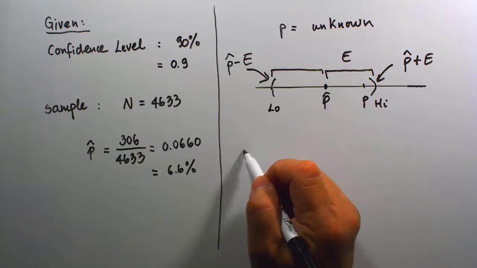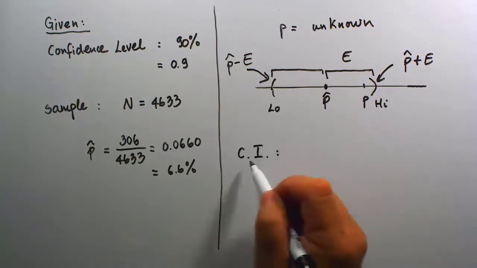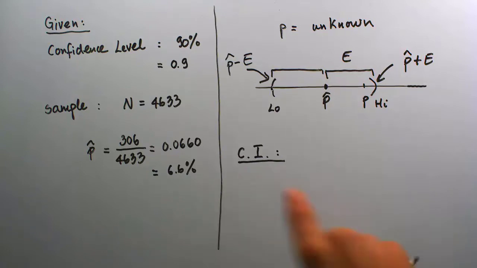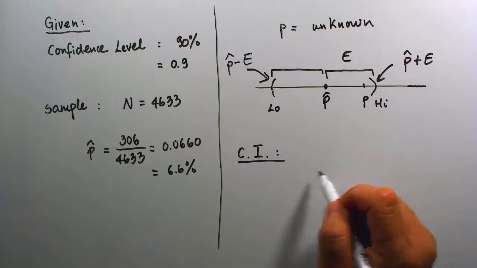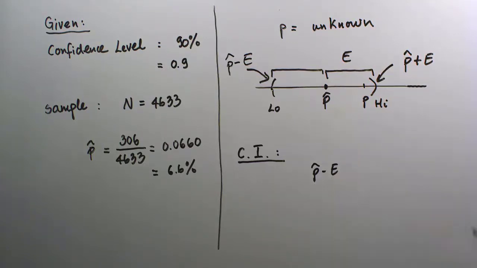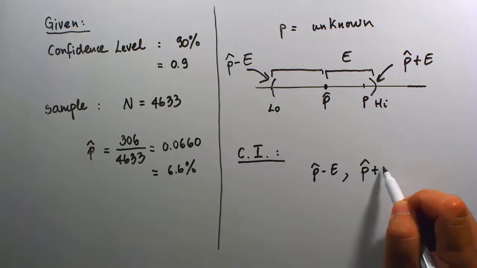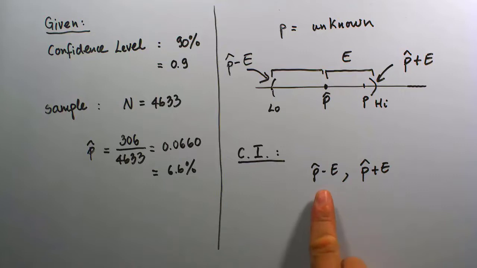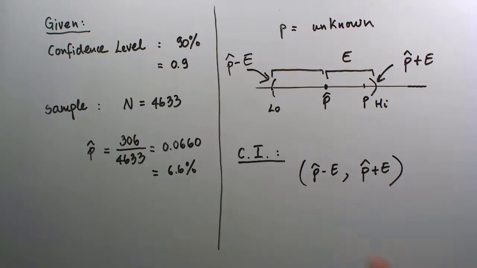And so in that way, the confidence interval, CI being my shorthand notation for confidence interval, will look like the following. Low end is p hat minus the margin of error, and high end is p hat plus margin of error. And in the traditional format, low end comma high end inside a pair of parentheses, that is an interval.